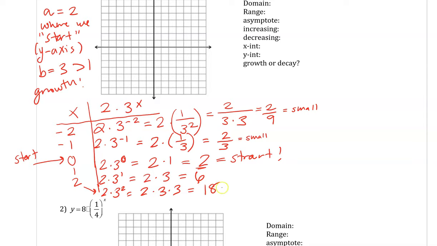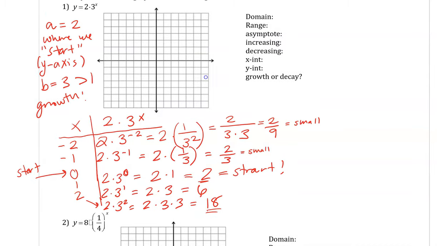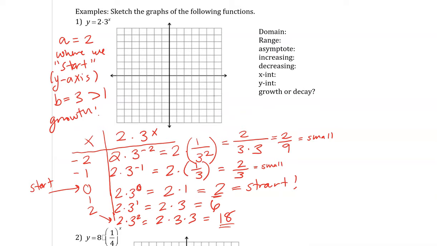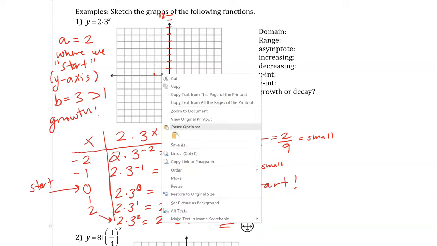So these are large. As x gets positive, the y values start to grow really fast. In fact, it goes all the way to 18. So maybe I can have my y-axis count by 2s: 2, 4, 6, 8, 10, 12, 14, 16, 18. 18 will go up here. All right, so then I'm going to plot these points. When x is negative 2, I have a teeny tiny fraction, 2 ninths. And when x is negative 1, I have a small fraction that's not as small, 2/3.